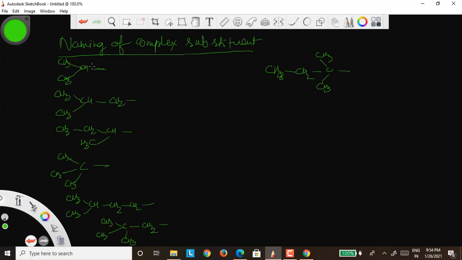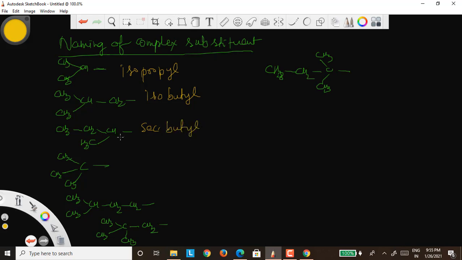So this is called your isopropyl group. This is isopropyl group, and this is called isobutyl group because four carbons are there. So isobutyl, and this is called secondary butyl group. This is also butyl, but this is secondary butyl.